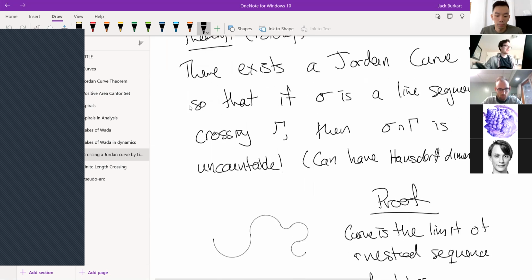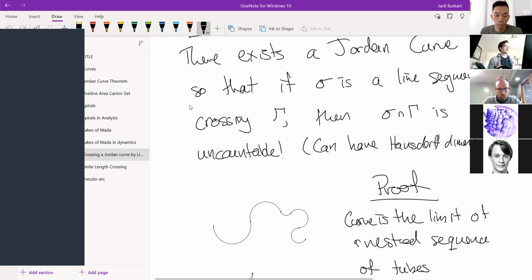I'll draw a picture of what these things look like. But in particular, those who know what Hausdorff dimension is, you can actually guarantee that the Hausdorff dimension is 1, but not necessarily positive H1 measure, not necessarily positive length.